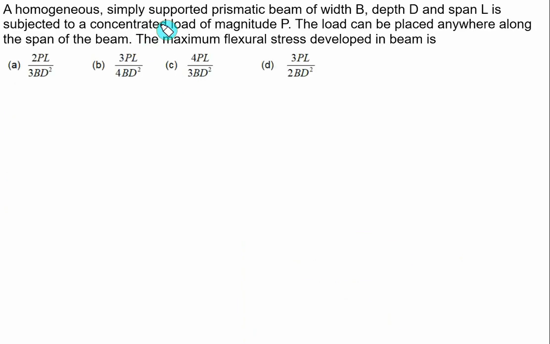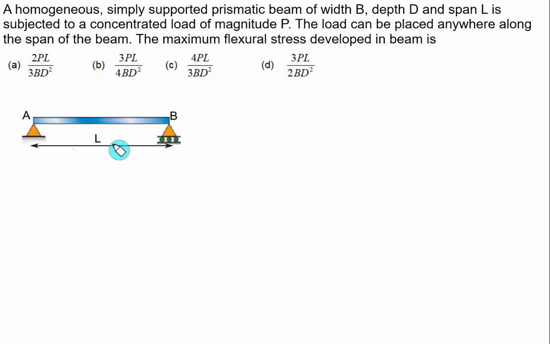A homogeneous simply supported prismatic beam of width equal to b, depth equal to d, span equal to l is subjected to a constant load of magnitude equal to p. The load can be placed anywhere along the span of the beam. The maximum flexure stress developed in the beam you have to find out.